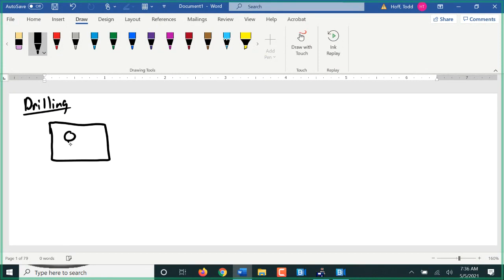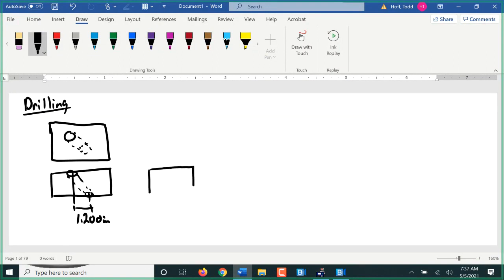problem where we have our entry, exit, front view. Given that this angle here is... I'll be nice here. We won't give you the angle. End view.